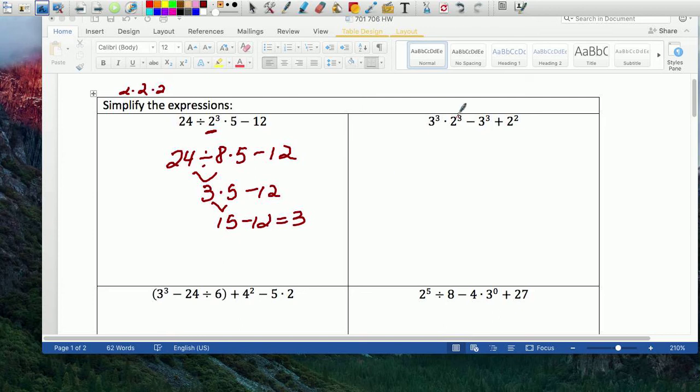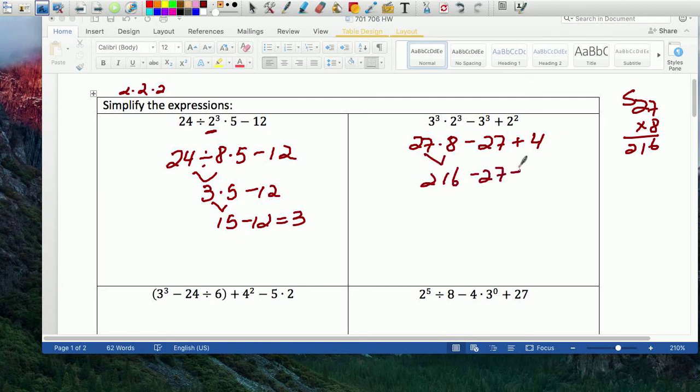On this side, you get 3 to the third power, which is 3 times 3 times 3, which is 27. 2 to the third is 2 times 2 times 2, which is 8. Minus 3 to the third power, we already did, so we know it's 27. And 2 to the second power is 2 times 2, which is 4. 27 times 8, I have no idea what it is, so I have to do it. So 6, 5, 16, 216. 216 minus 27 plus 4.